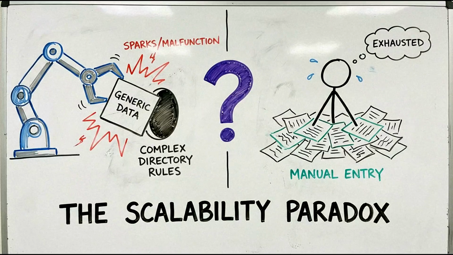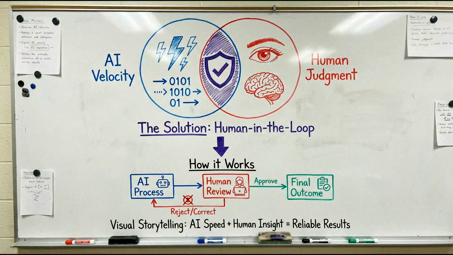Now, you might look at that and think, okay, so we go back to manual entry. But manual entry is slow, expensive, and unscalable. It feels like a lose-lose situation. But what if we didn't have to choose between speed and accuracy? That's where the concept of hybrid automation changes the game.